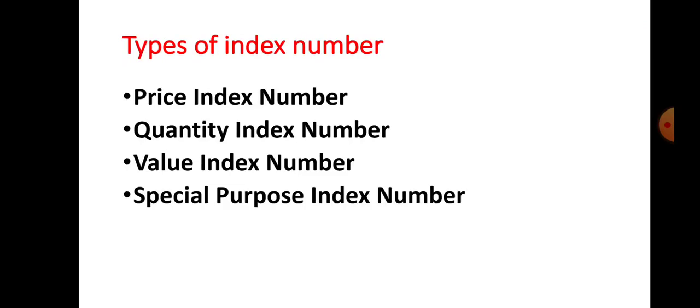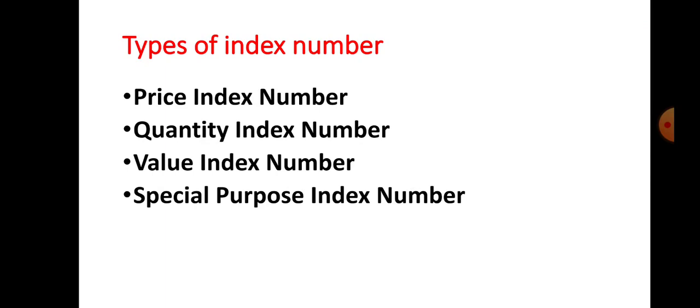Let us see the various types of index number. Here, the first type is the price index number, number 2 is the quantity index number, number 3 is the value index number, and number 4 is the special purpose index number. Let us see these types of index number one by one.